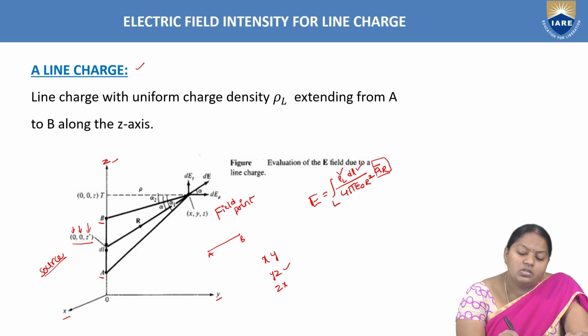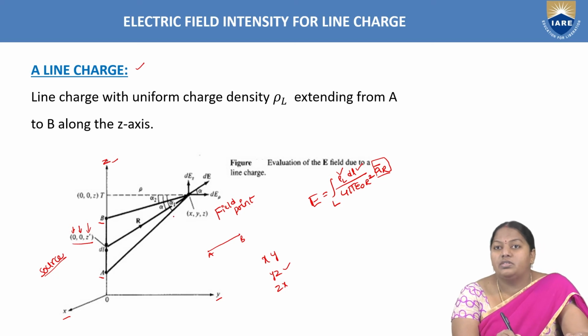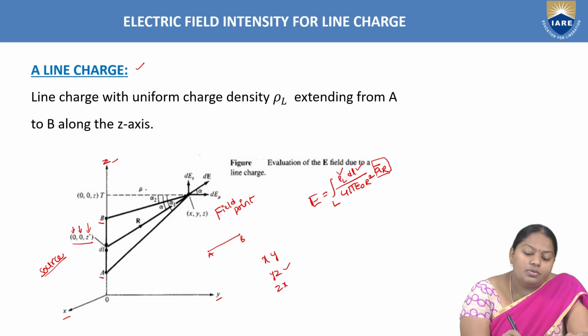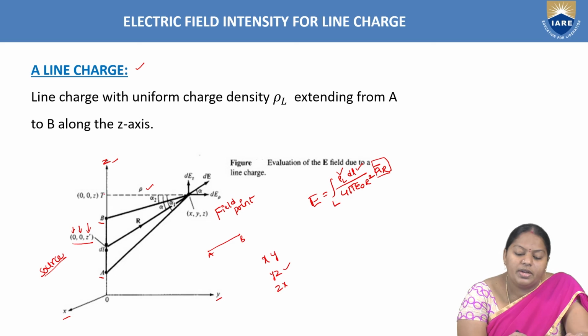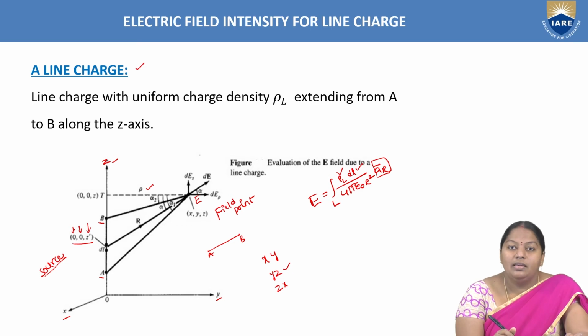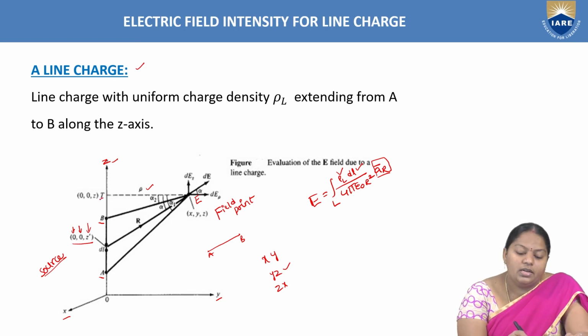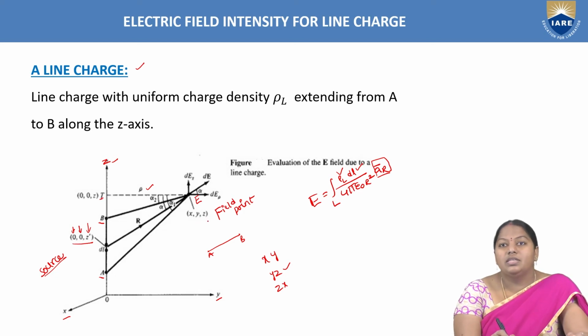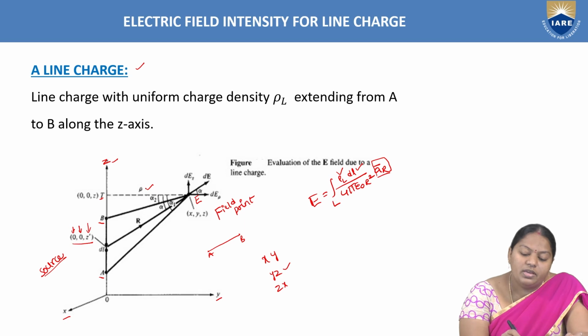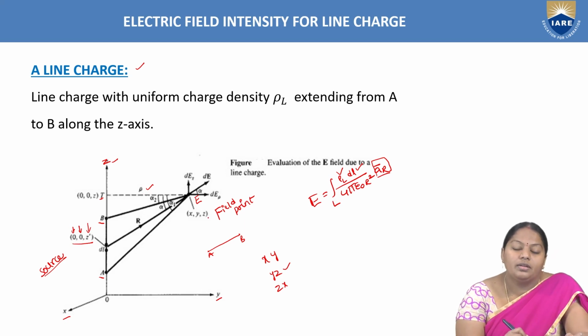To find the distance between the source point and field point, let us see what extra variables are denoted in the figure. First, this is rho, which is the distance from this point T to the field point at which we are going to evaluate the electric field intensity E. So 0, 0, Z is located at T, and the field point is located at x, y, z. The distance rho is the distance from T to this field point.